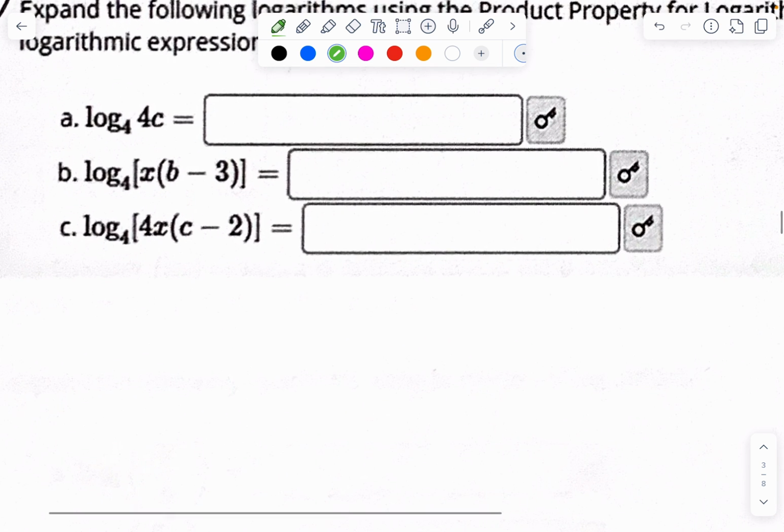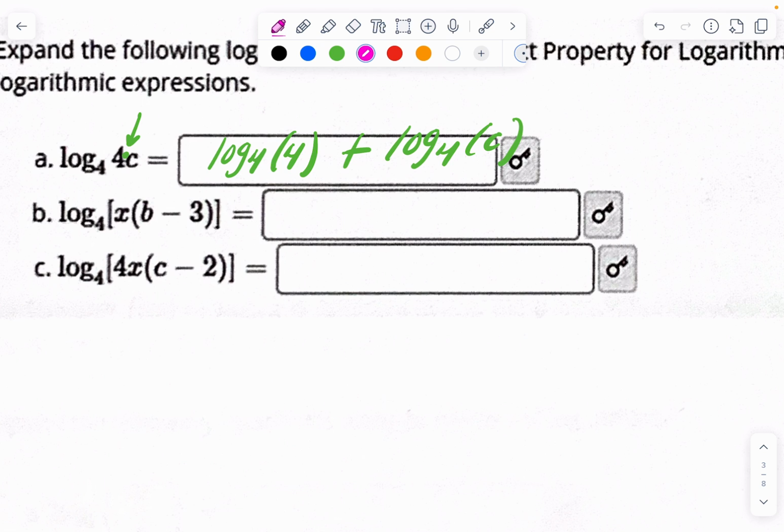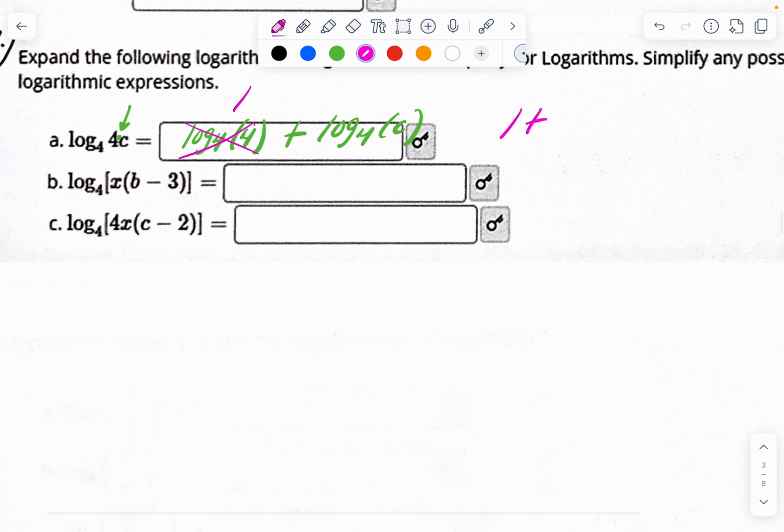Expand the logarithm. So when you multiply, you add. So we would say this is log base 4 of 4 plus, when you multiply, you add, log base 4 of c. Now again, anytime you do this and then something simplifies, they want you to simplify it. Log base 4 of base 4 is 1. So our answer would be 1 plus log base 4 of c. Make sure you only split apart multiplication and division. There's no division, so we wouldn't split apart anything with that. So remember, when you multiply, you split apart with addition, and when you divide, you split apart with subtraction.